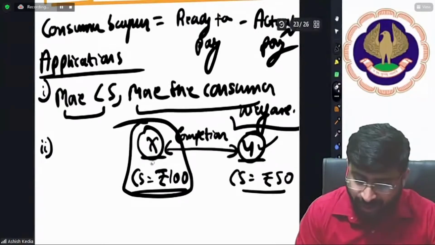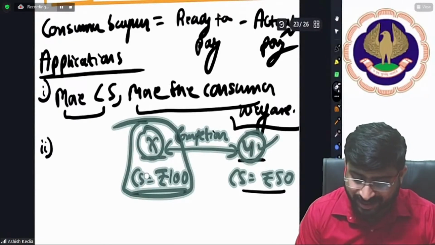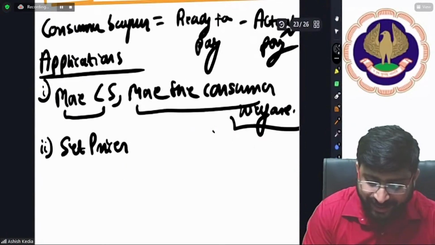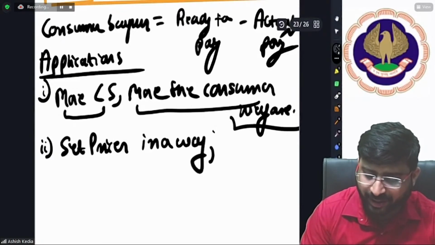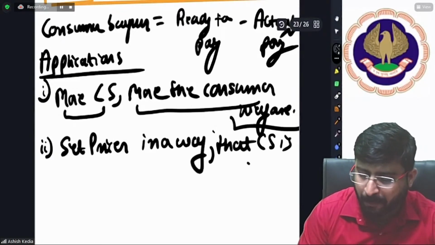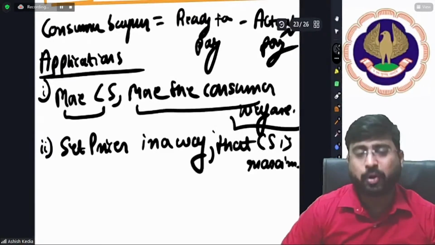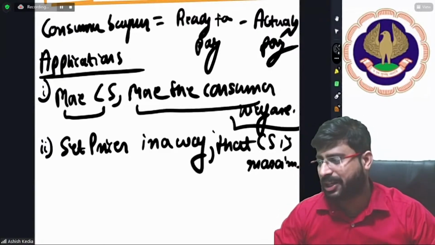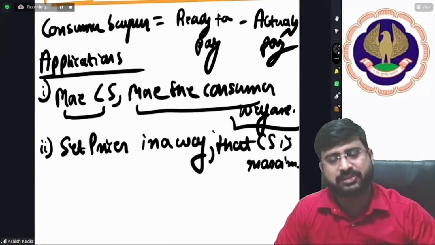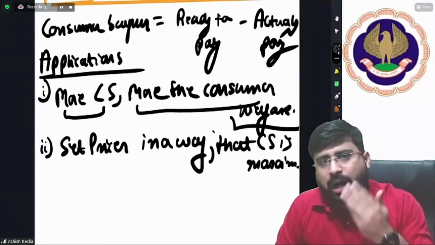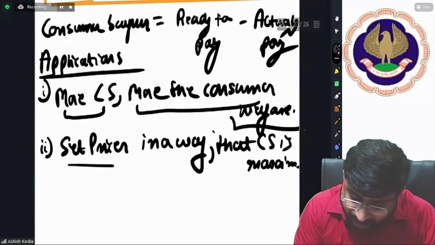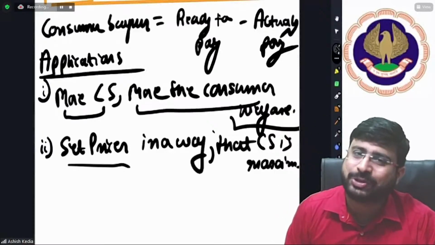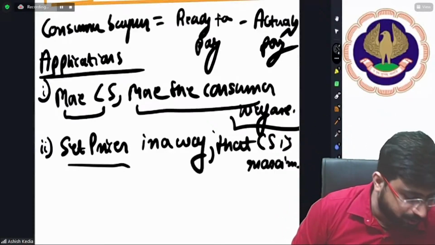Understood, sir. So, it helps in setting prices. Different businesses can set prices in a way that consumer surplus is maximized by consumption of their goods, because everybody wants to make the consumer happy. So they will want to maximize consumer surplus. Wherever the consumer surplus is higher, I will like that commodity. So it helps the managers to set prices that enable them to maximize consumer surplus. That is the logic.